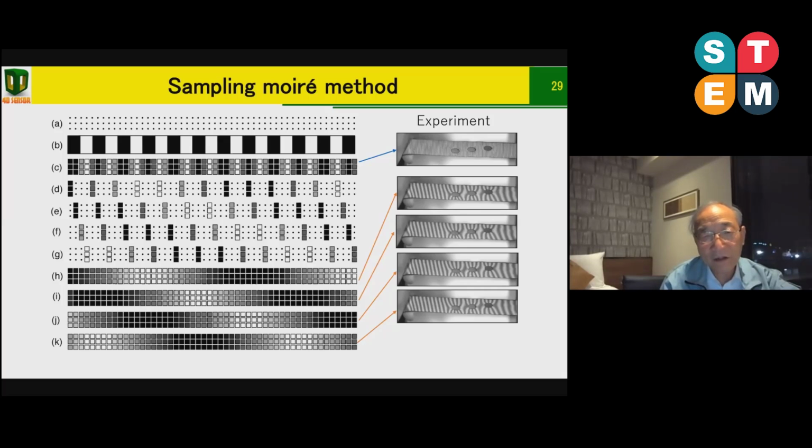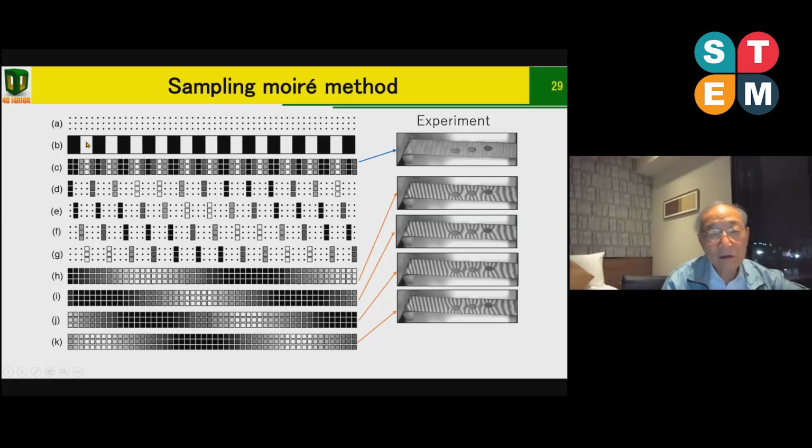We must place the grating, or we must draw the grating on the surface to measure the in-plane displacement. So in this case, we put the grating on the specimen. This specimen is a long rubber plate with 3 holes.